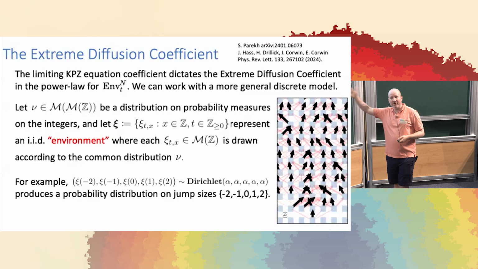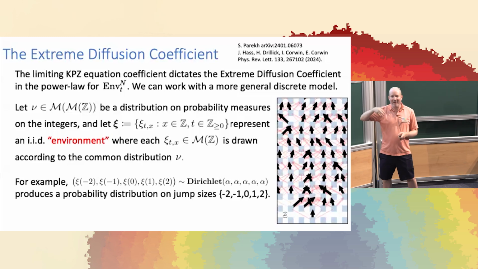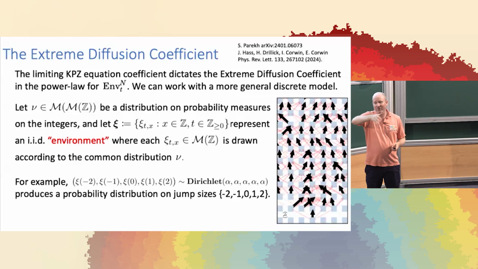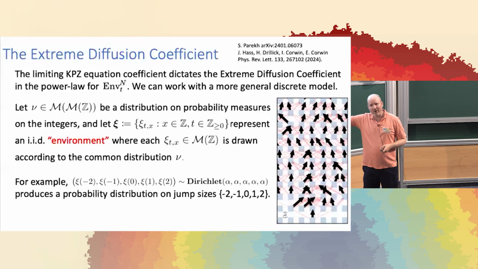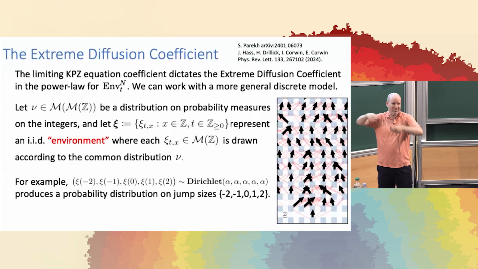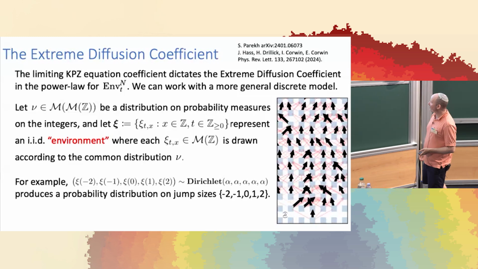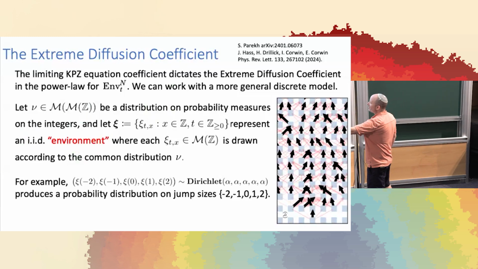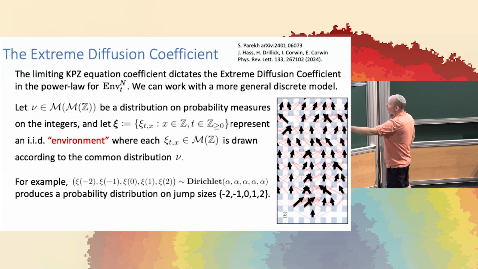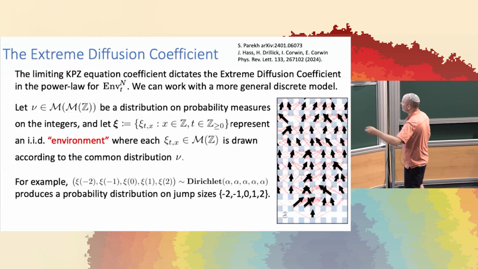Dirichlet is basically the generalization of beta. So the density is like x1 to the alpha 1 minus 1, x2 to the alpha 2 minus 1, up to x5 to the alpha 5 minus 1, and then an indicator that the sum is 1. And then you look at the distribution that you get on that simplex. So in other words, choose some collection of random numbers between 0 and 1 that add to 1. Call these the x's.